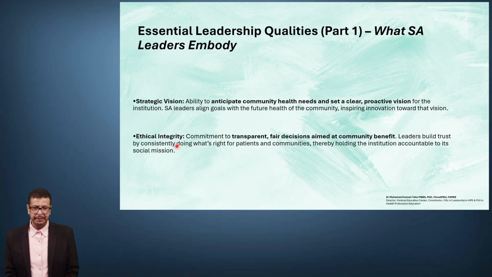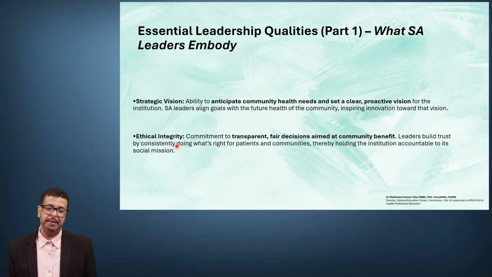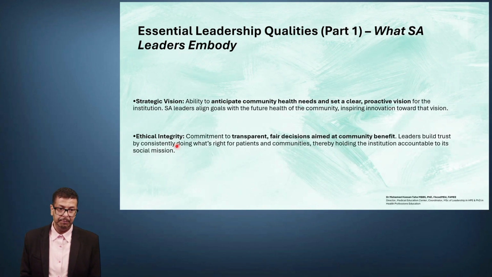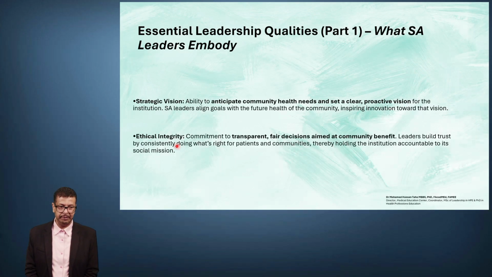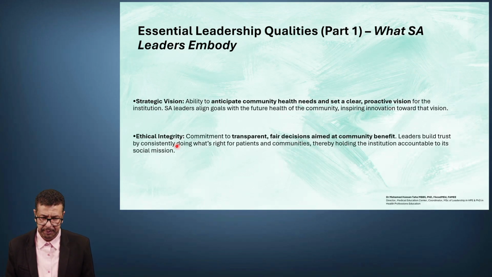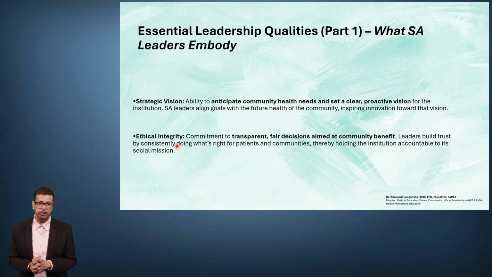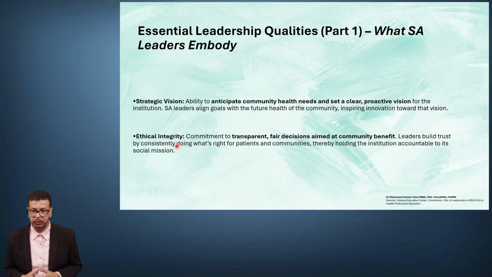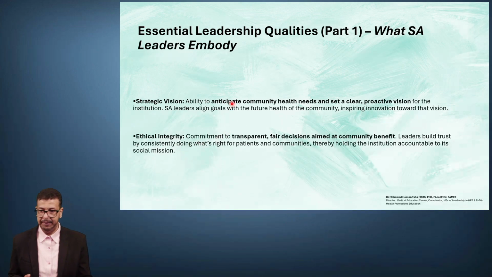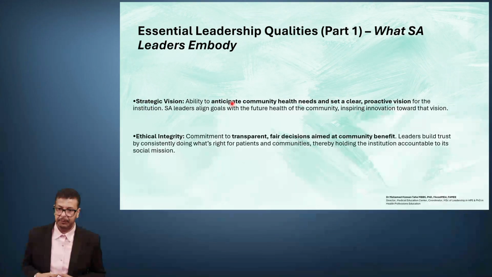It's very important for the leader to have a strategic vision, and this is very obvious in their ability to anticipate community needs and set a clear, proactive vision for that. So the leaders here need to align goals with the future health of the community and inspire innovation. Ethical integrity is very important: a commitment to be transparent and fair in decisions, aimed at community benefit first. By doing so, the leaders will build trust by consistently doing the right thing for the patient and the community, and therefore they are holding the institution accountable to the social mission. This is very important.